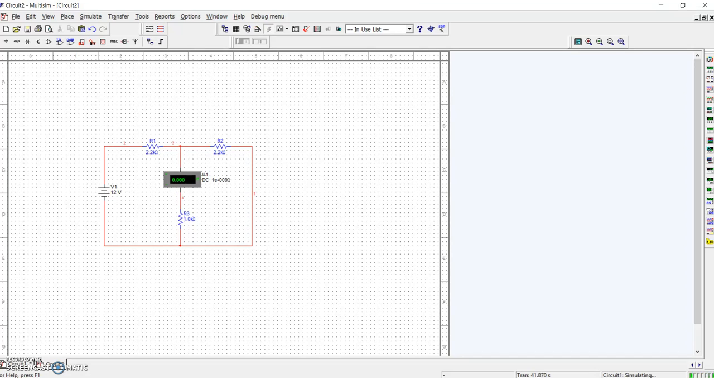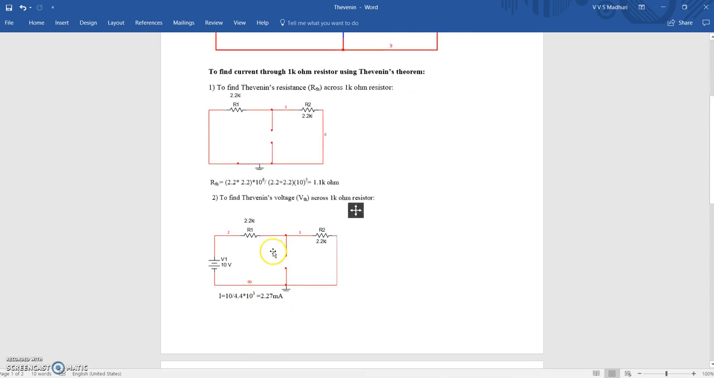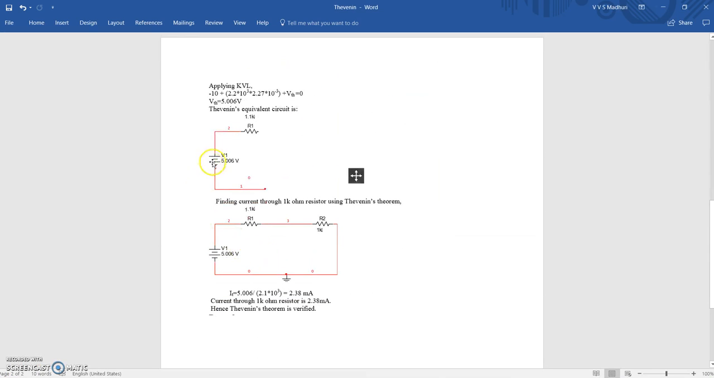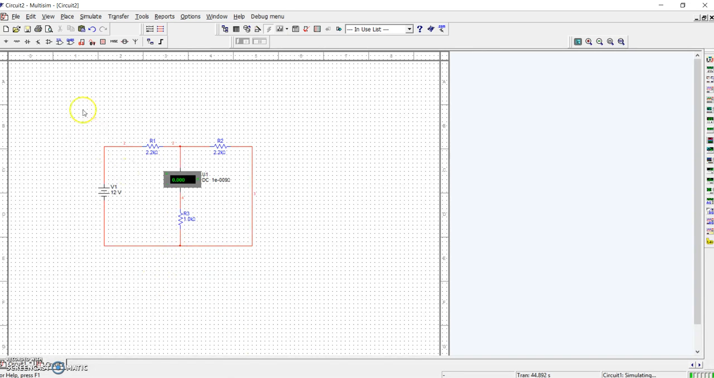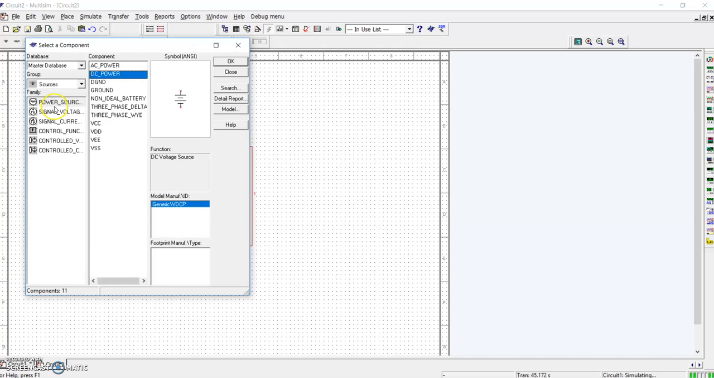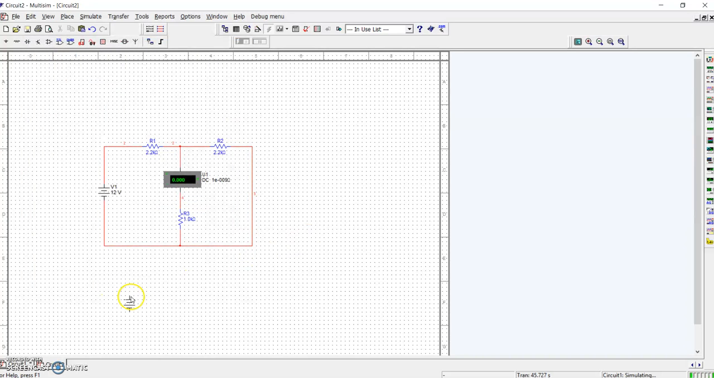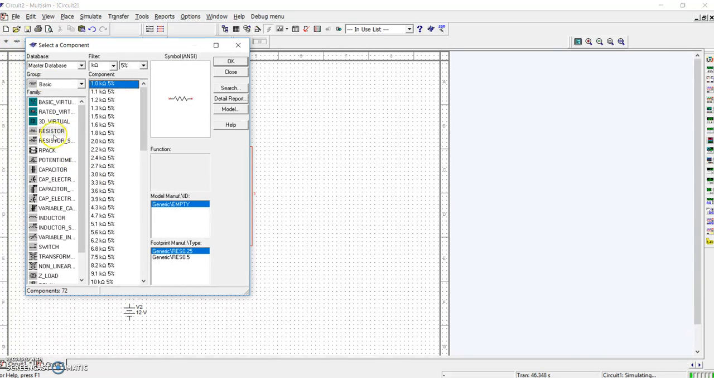So for this circuit, the Thevenin's equivalent circuit will be a 5 volt source in series with 1.1 kilo ohm resistance. So this is the Thevenin's voltage 5 volts and the Thevenin's resistance of 1.1 kilo ohm. And we have to construct the Thevenin's equivalent circuit, DC power, which is a 5 volts in series with a Thevenin's resistance of 1.1 kilo ohm.